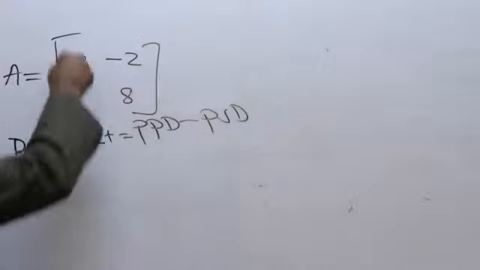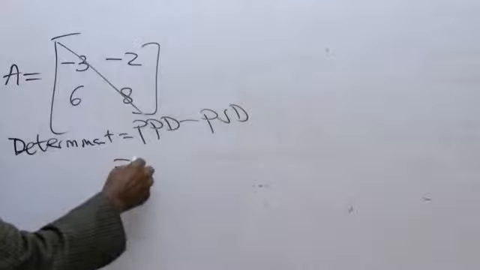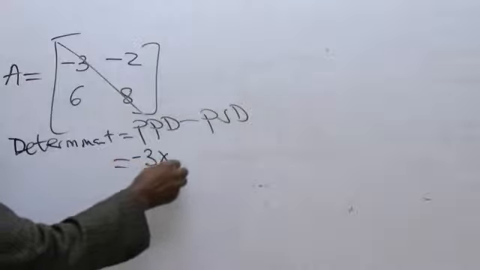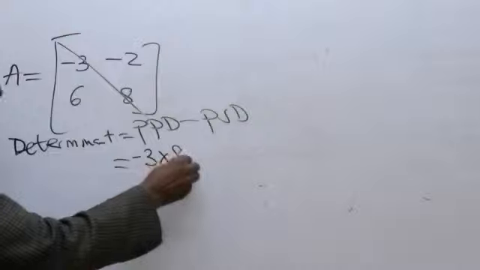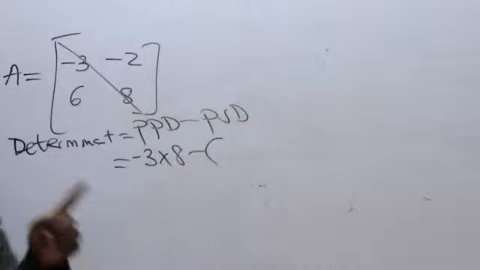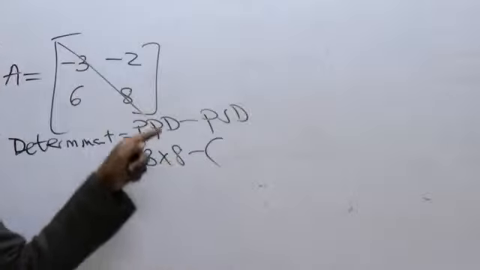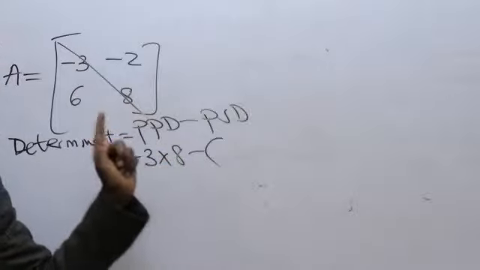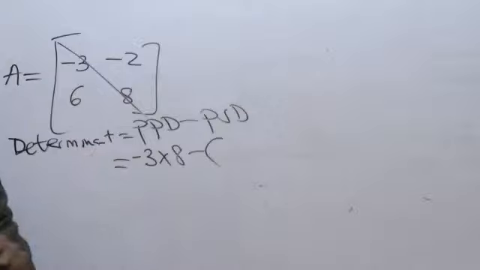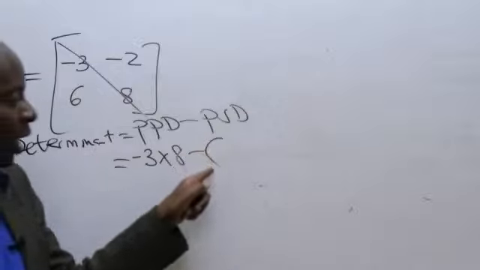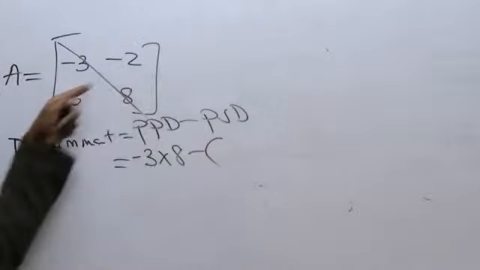So the primary diagonal moves like this. The primary diagonal is -3 times 8. And then minus the secondary diagonal, please. So many students get it wrong here because they forget putting the secondary elements in the respective brackets. So we have here open brackets for the secondary.